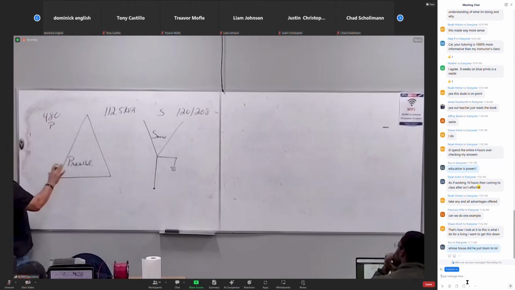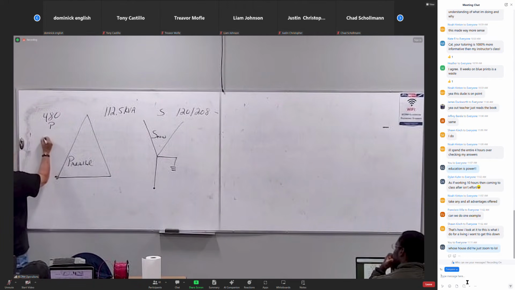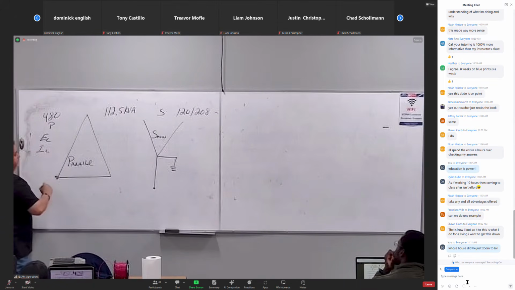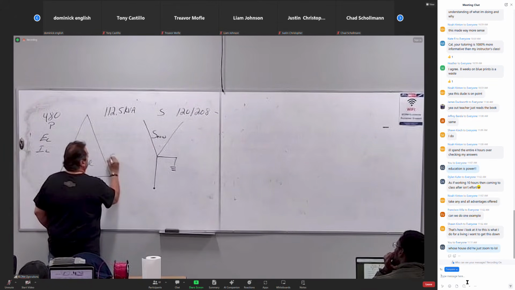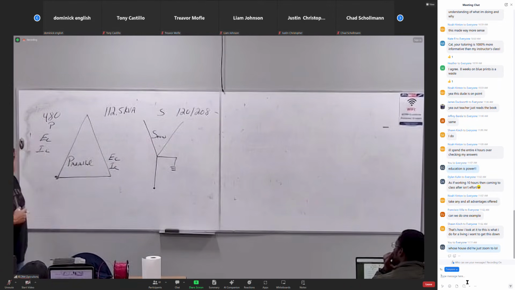Every single transformer has 2 parts, a line and a coil. I always draw the line up top. E line, I line. E coil, I coil. Now there's 3 parts here, right? I told you transformers were what? Other than turns ratio, they're pi. We're missing P.